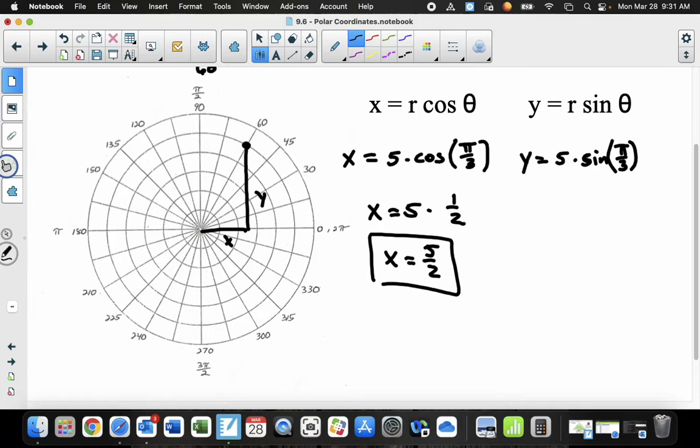Then if we find the corresponding y-coordinate, what's the sine of pi over 3? Square root of 3 over 2. So we've got 5 times the square root of 3 over 2. I'm not going to multiply it out, I'll just leave it as a fraction with the square root. That means the y-coordinate of that point is 5 times the square root of 3 all over 2.